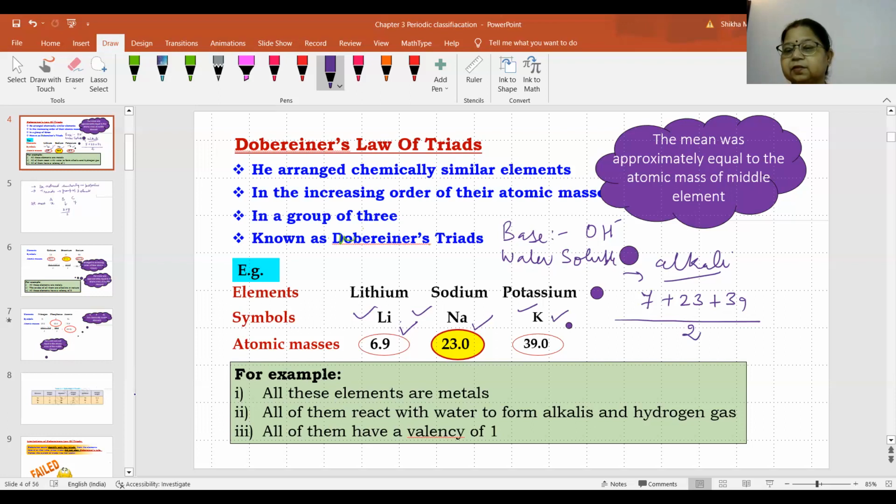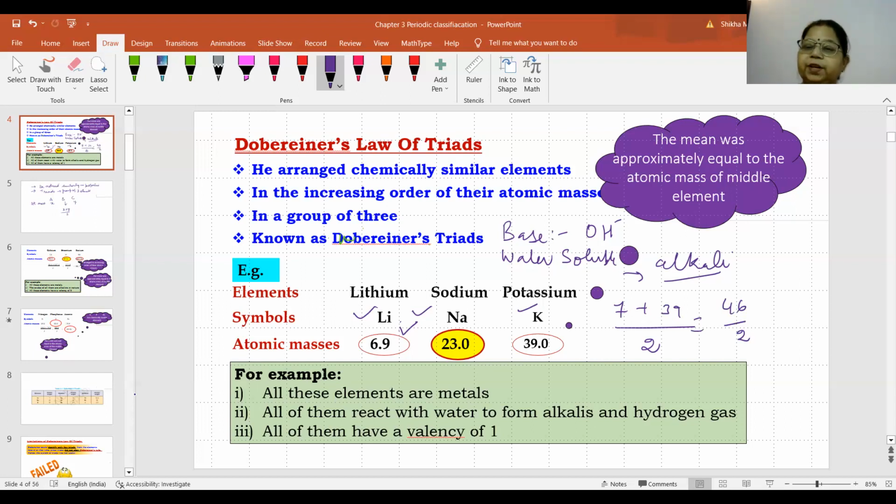Any answer? Is it coming closer to 23 or not? We have to add 7 plus 39 and divide it by 2. So this will be 46 by 2, which is 23.